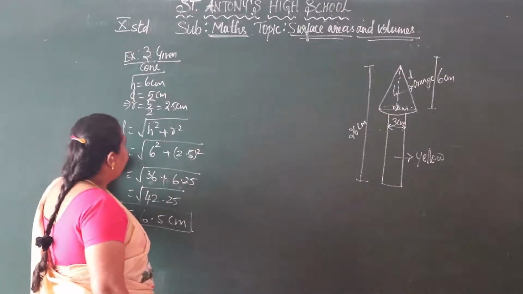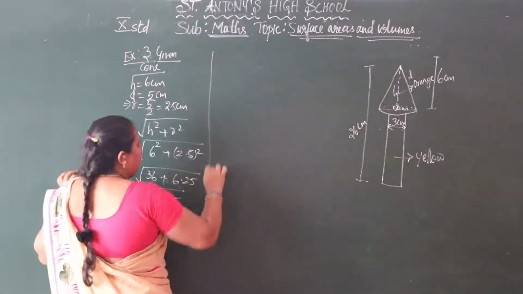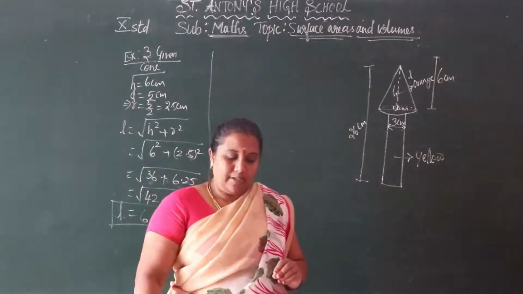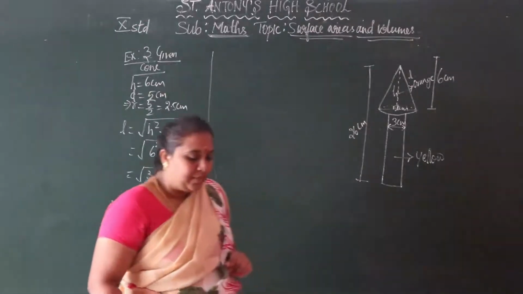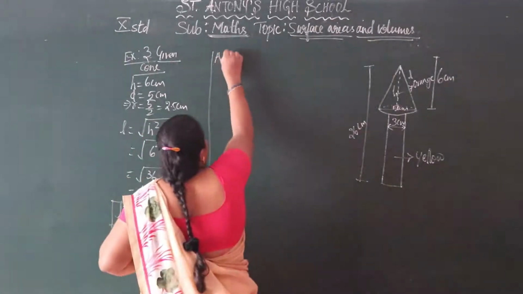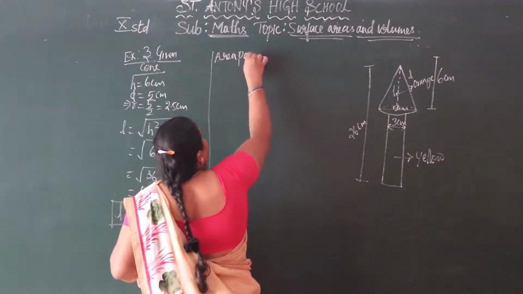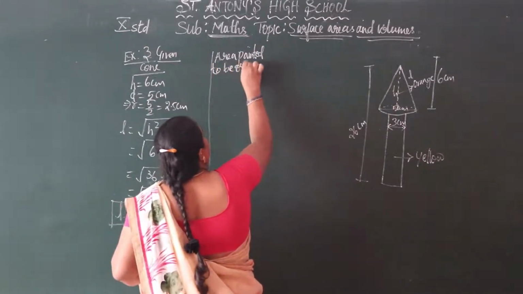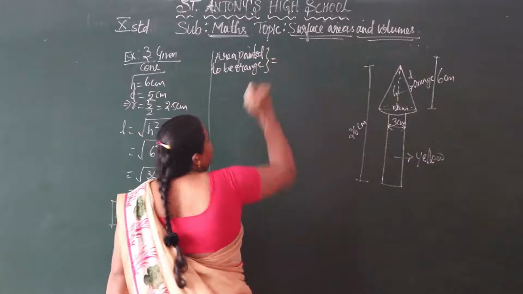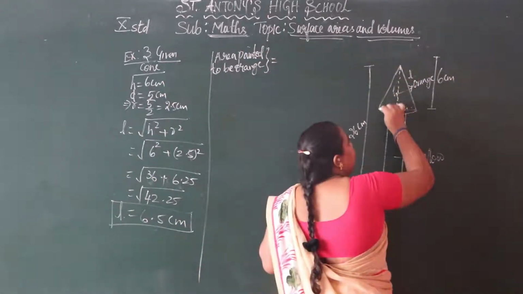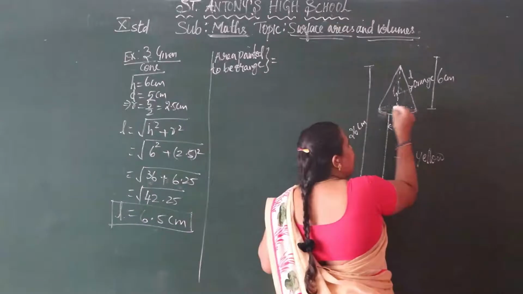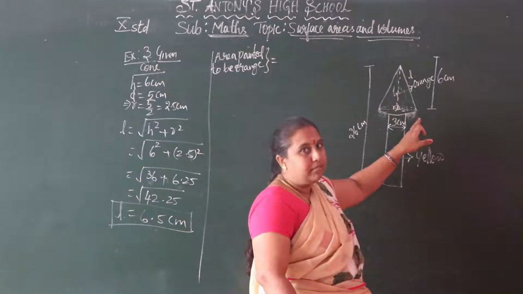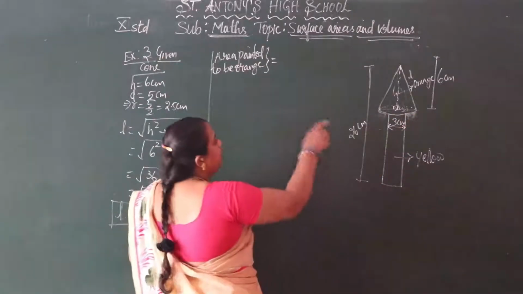Then we have to find the area. So the area of the cone, that is the area painted to be orange. Here we have to find the area painted to be orange. So here we have to paint an area in the conical portion and this place also. We have the conical part, the base part of the conical part. So here also we want to paint it with orange.